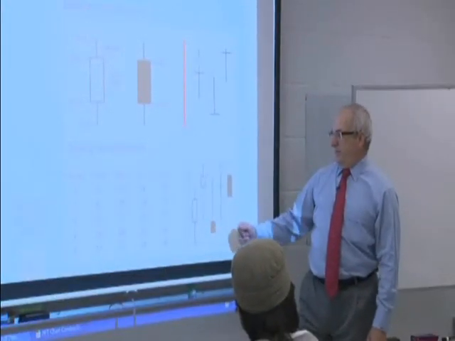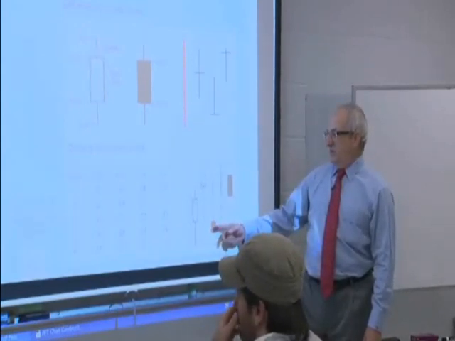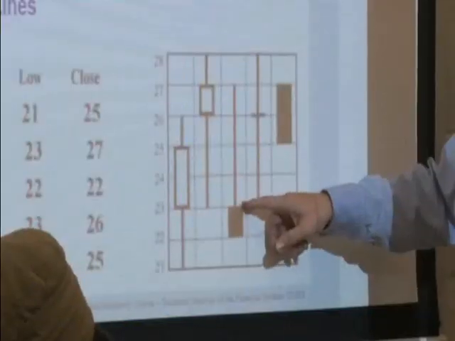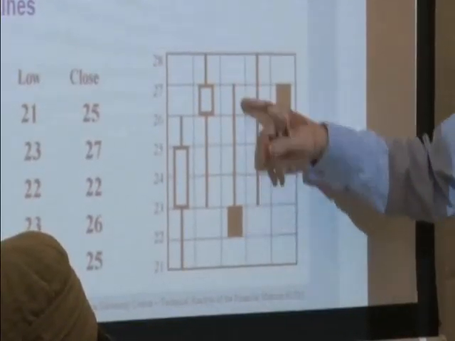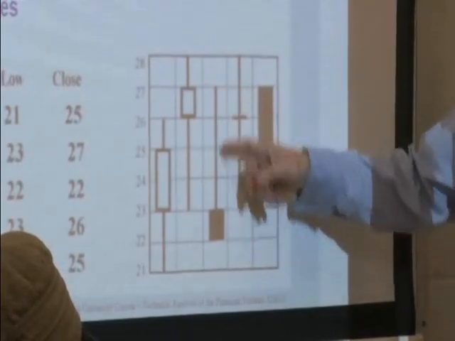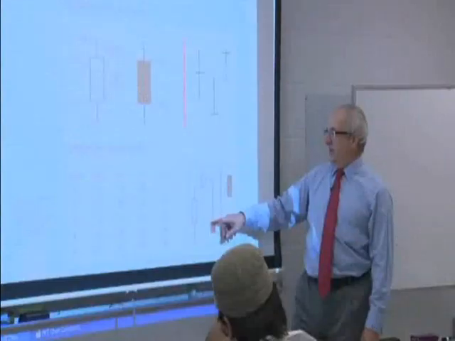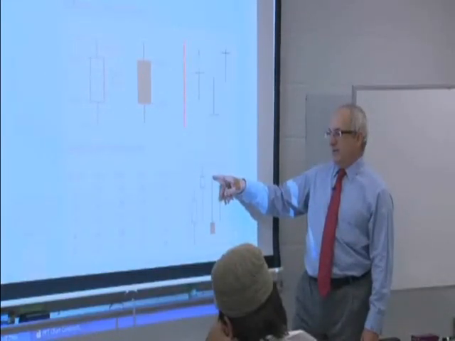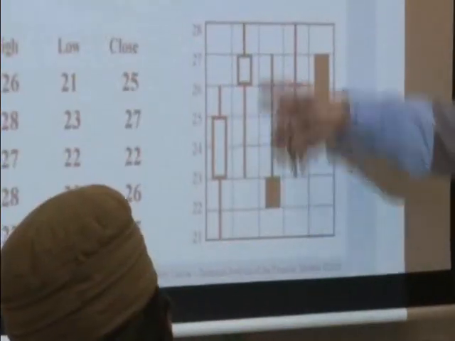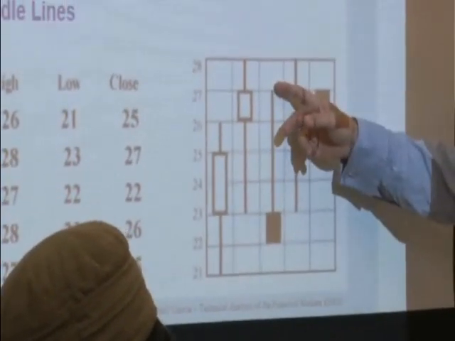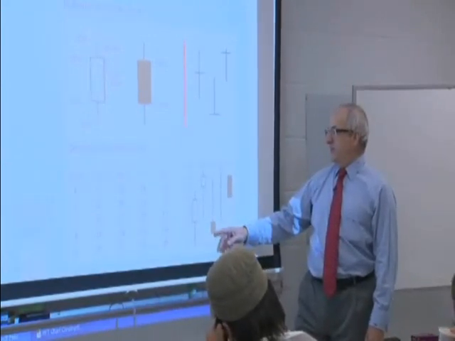The third day, you open at 23. Here, you go up as high as 27, so in other words, probably early on, you open at 23, then the stock trades higher all the way to 27. But you come back to 22 and that's where you close. So in the middle of the day you had a nice rally. The second half of the day you sold off hard and you closed right down at the low.